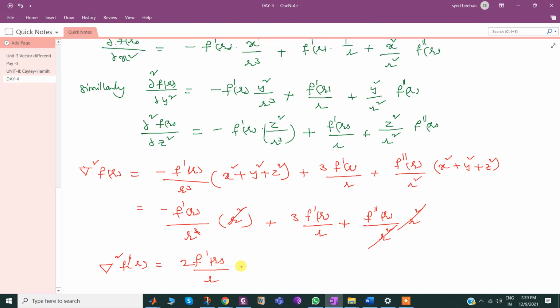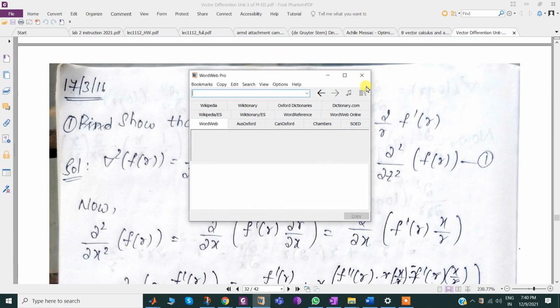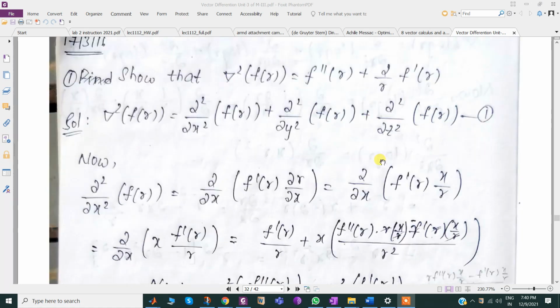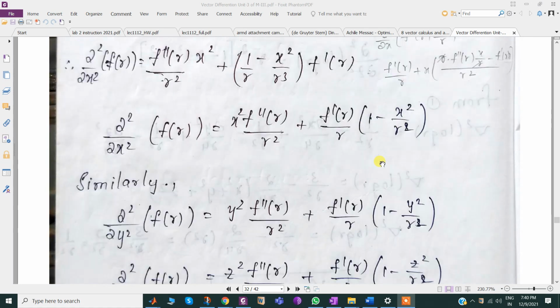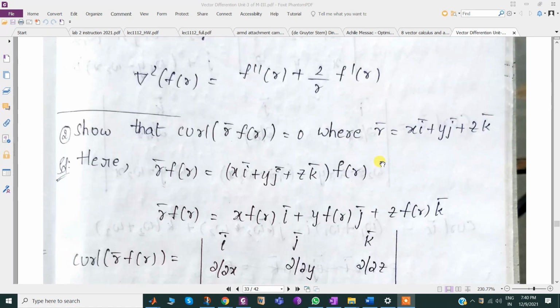plus f''(r). I think this is what we required, if I'm not wrong. Yeah, f''(r) plus 2/r times f'(r). This is okay, friends, because some we need to show in the written.